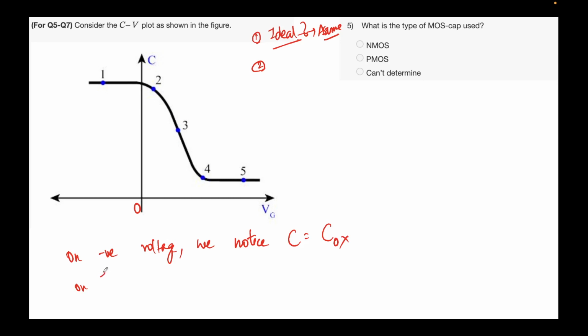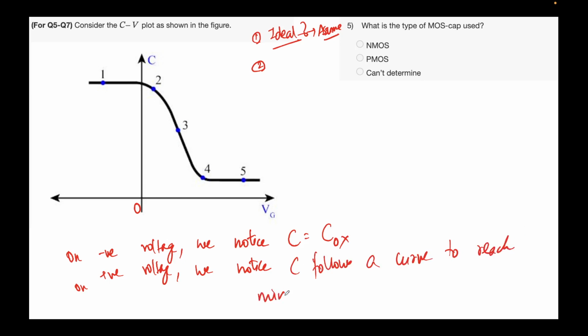And on positive voltage, we notice that capacitance follows a curve to reach a minimum. This is the minimum that it's reaching, somewhere over here, which denotes a depletion trend. So it's depleting when we apply a positive bias.